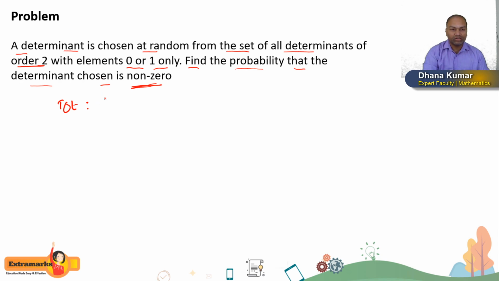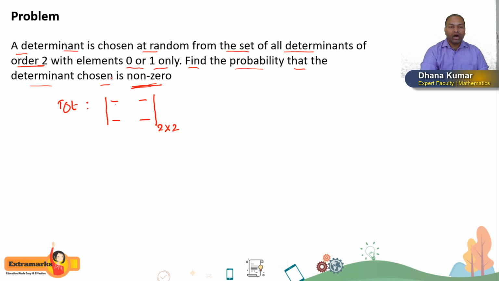You see here 2 by 2 determinant. 2 by 2 means what? 2 rows and 2 columns. Okay? 1, 2 rows. 1, 2 columns. So you observe that one. Satisfies or not? Right. Satisfies. Now first what I told, total number of cases means without any restriction you write.